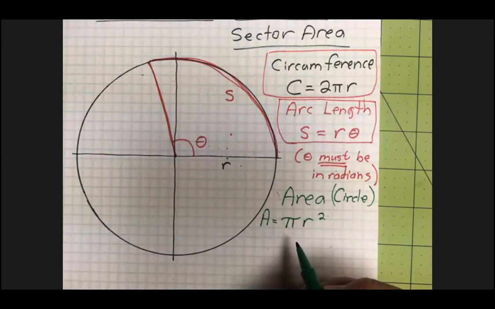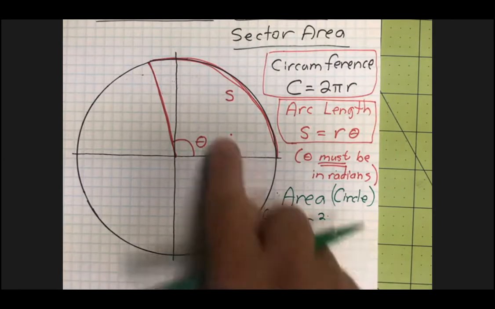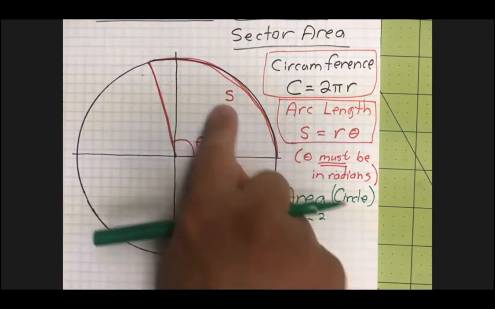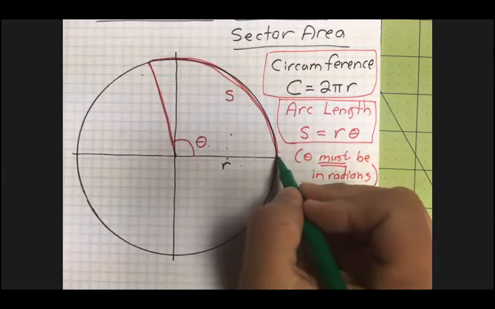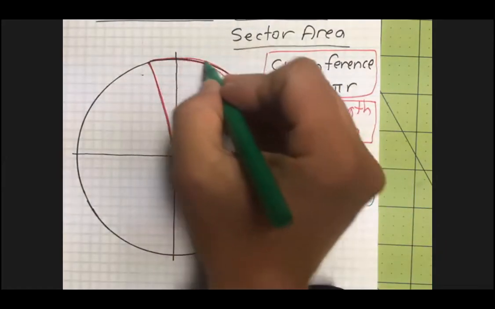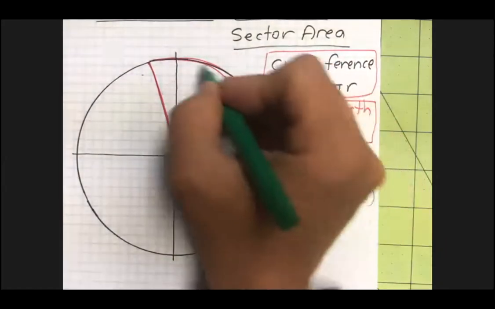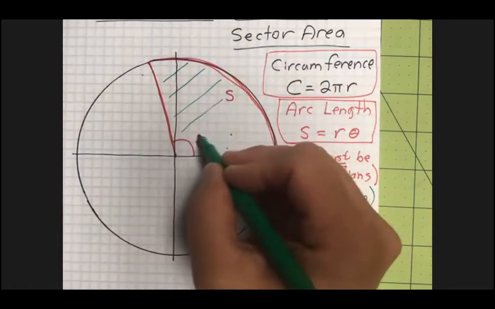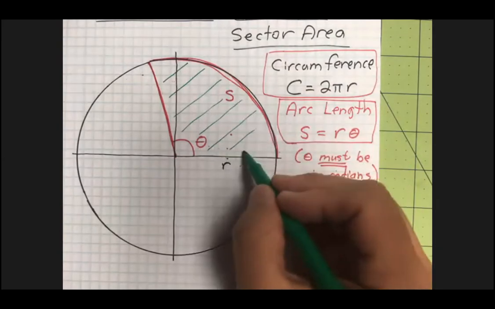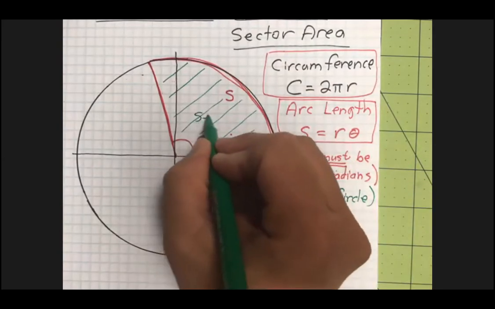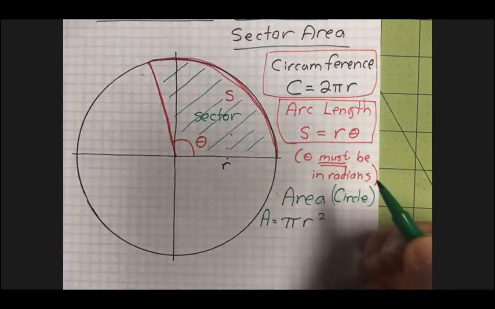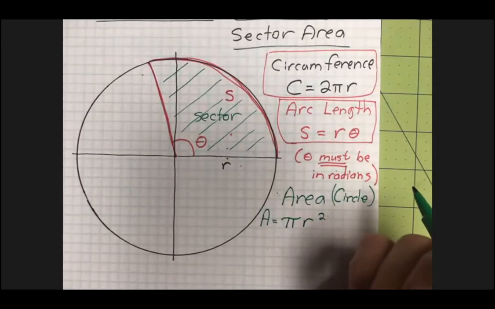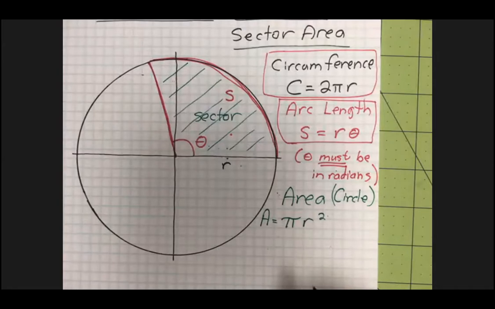But what if I only wanted the area of part of a circle? And that's called, again, a sector. So the arc length is the portion of the circumference that you're walking. The area of this giant piece of pizza is called a sector. A section, but sector. And what's the area of a sector?